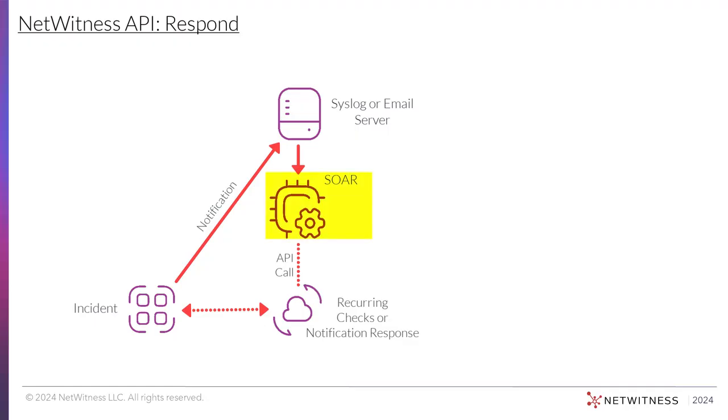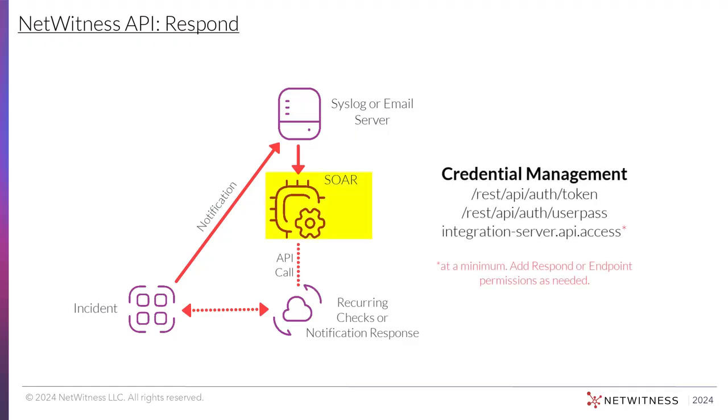With this in mind, your automation platform needs to have some form of credential management. This is where the authentication queries come into play. As a reminder, this API uses user accounts in the standard Security tab in the Admin Security page, and they need to be assigned to a role that has the Integration Server API access permission.